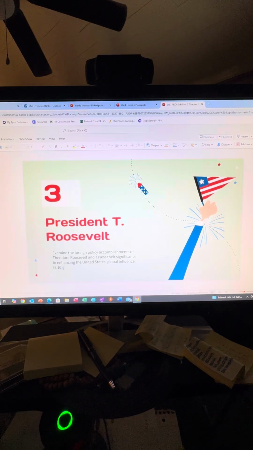So this is President Theodore Roosevelt. And today we're looking at his foreign policy accomplishments and achievements, which go with the objective: examine the foreign policy accomplishments of Theodore Roosevelt and assess their significance in enhancing the United States' global influence. And like I've been saying, everything's been building up to us becoming a major world power. So just some things to consider.